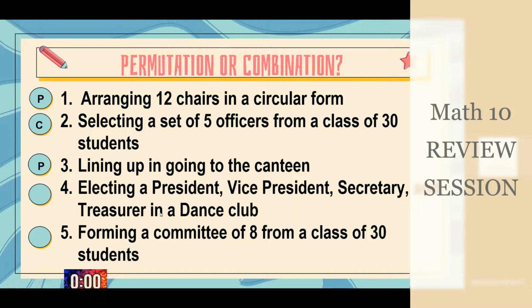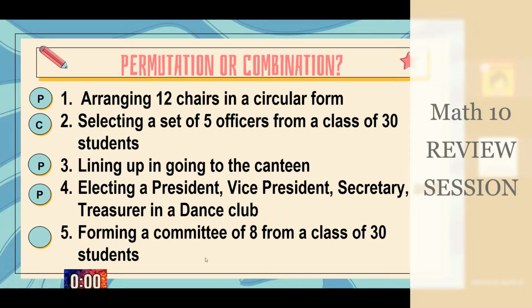Next, number 4, electing a president, vice president, secretary, treasurer in a dance club. What is that? Hillary, number 4. Permutation. Okay, thank you. Still permutation. So, electing officers is different from forming a committee or forming groups.